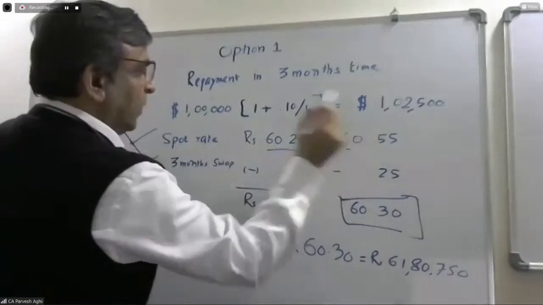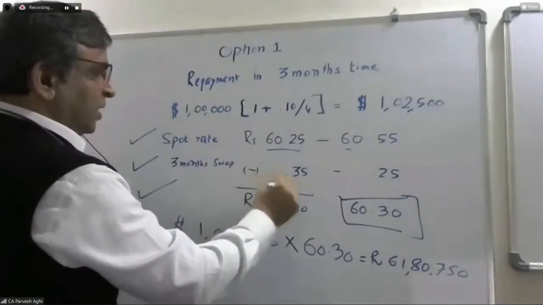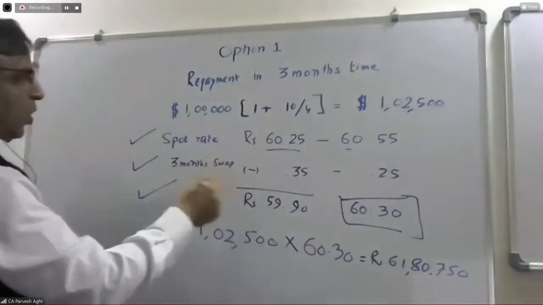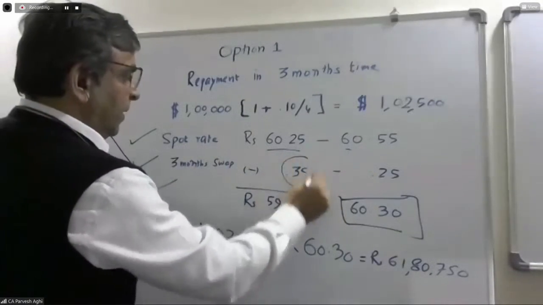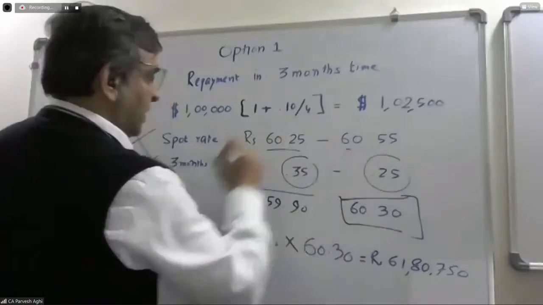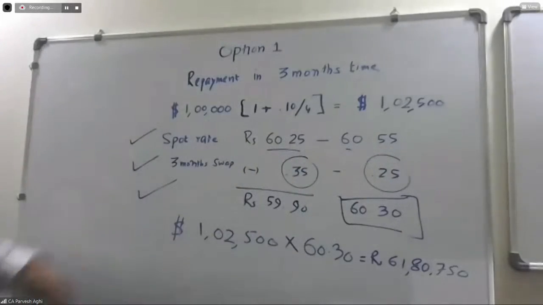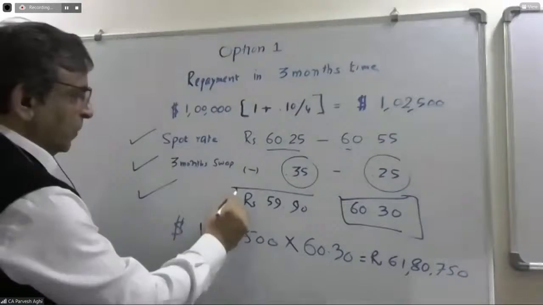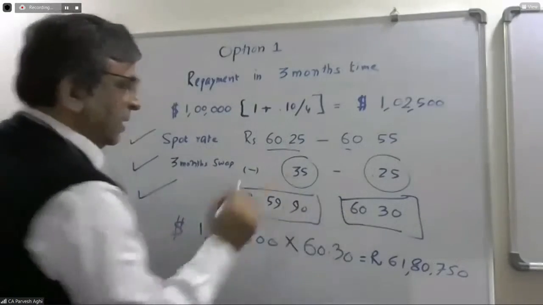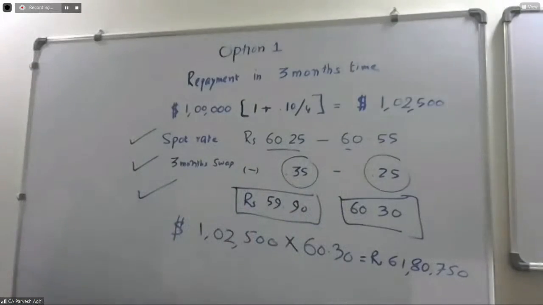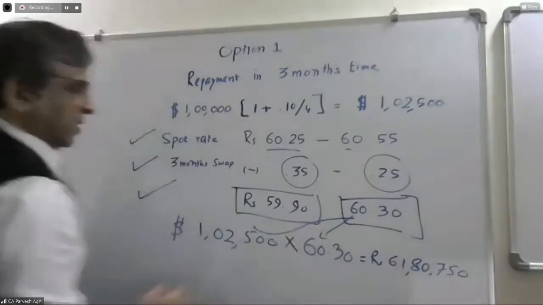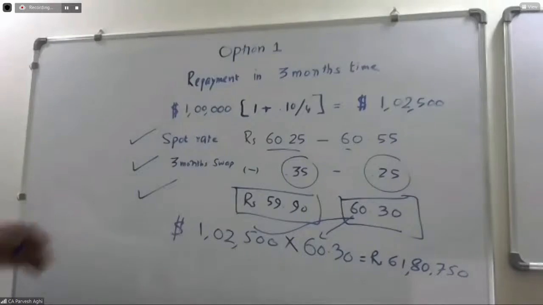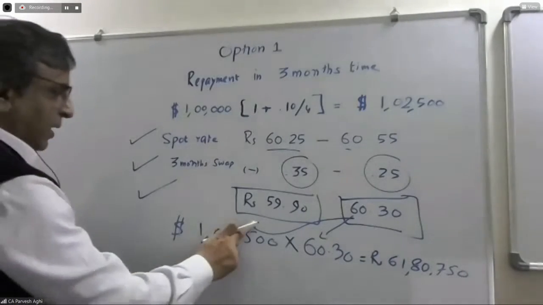If you look at the spot rate today and we calculate the forward rate, the spot rate is 60.25, and the swap rates are showing that the dollar is going to depreciate. So we are going to subtract these, because the bid swap points and ask swap points are in a declining trend. So the rupee rate is 59.90 and 60.30. Since he is going to buy the dollars, the rate is 60.30 for him, which is the ask rate.